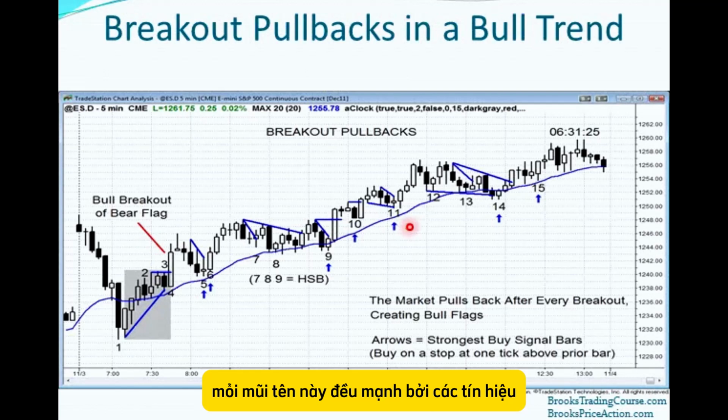Each of these arrows are strong buy signals. You place a buy stop 1 tick above the high of the signal bar, and then you enter on the following bar.